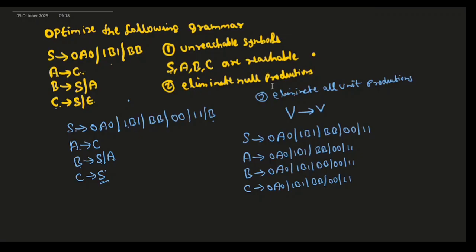The next step is to eliminate all null productions, and the third is to eliminate all the unit productions.